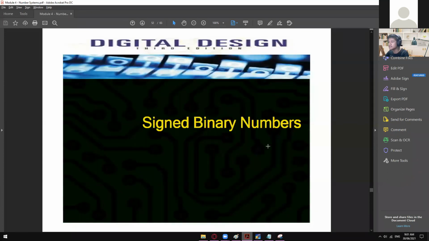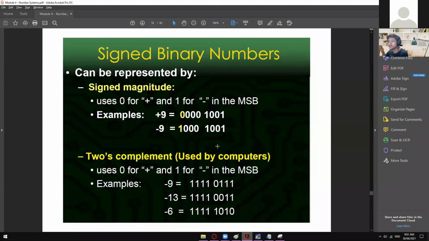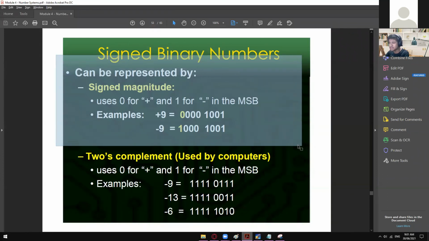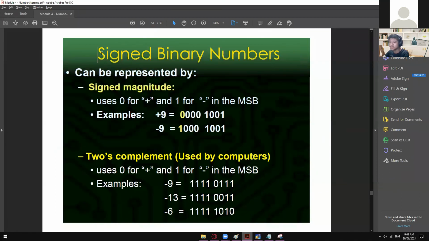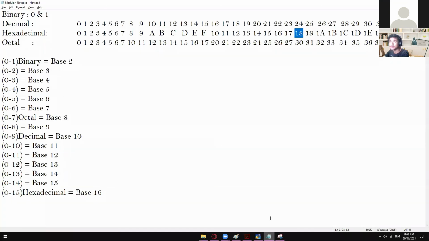So the last topic is signed binary numbers. In here, this is super simple. You only need to memorize or familiarize 3 steps. So let's proceed with this logic first. When we say signed binary, remember that I did mention a while ago.